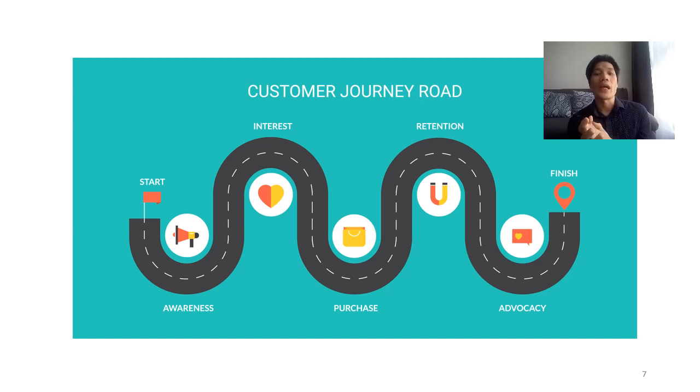Now, it does not stop there. What you need to do is to carry them forward, to retain them, to keep buying even more, to stay longer on your website, probably to engage even more with you, and the ultimate aim is to get them to be your advocate. Once you retain them, you make them your advocates for your store and for your products and services. So this is what we mean by the roadmap journey. Understanding this roadmap journey is important, but also trying to find where the touch points in this roadmap journey are is equally important.